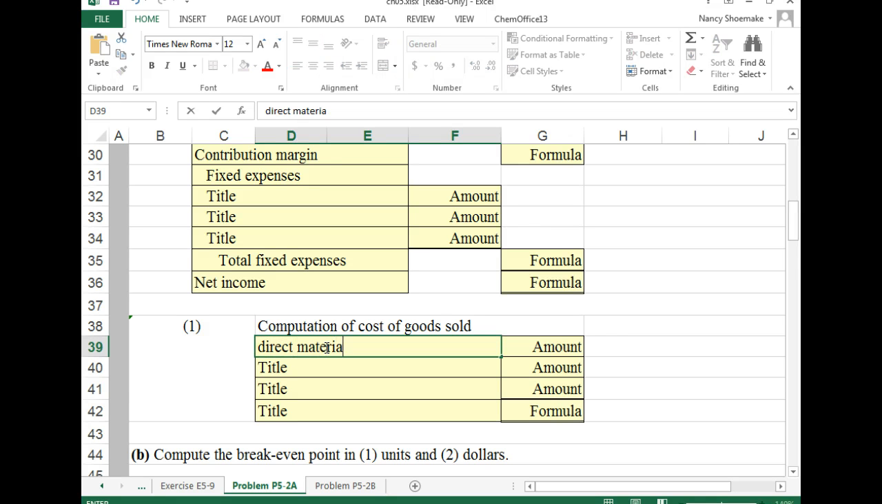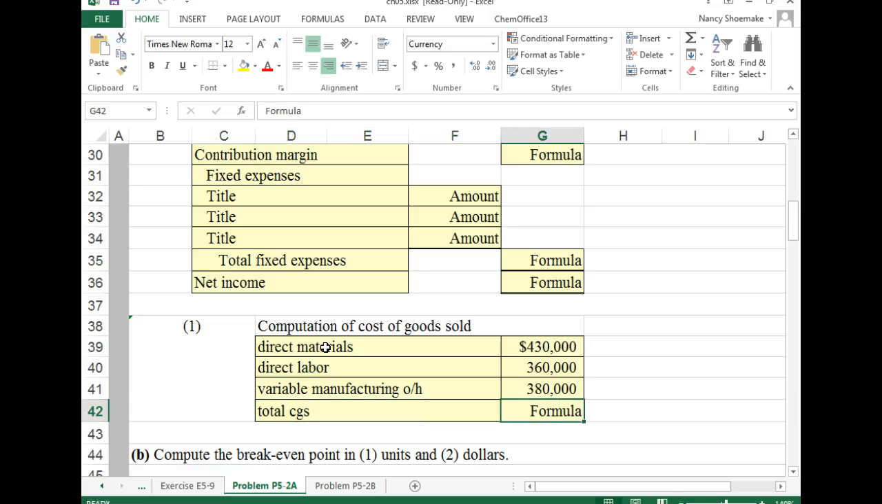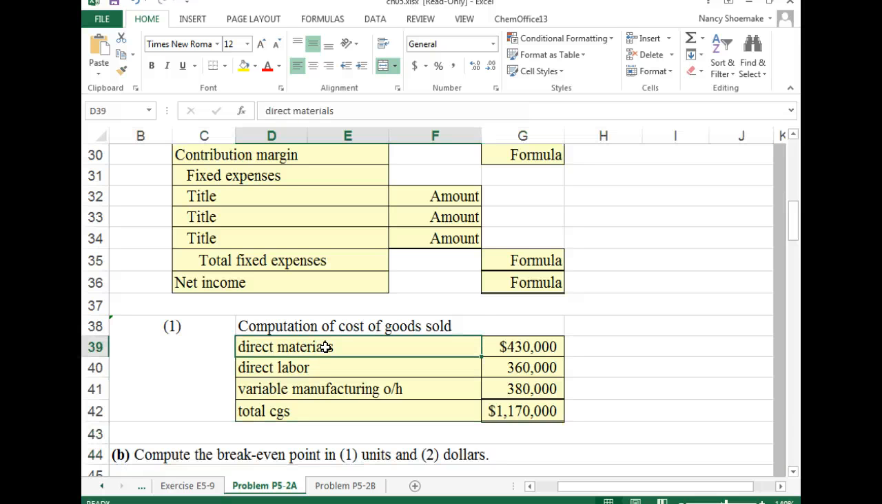We calculate that by direct materials, 430, direct labor, 360, variable manufacturing overhead of 380 to have total cost of goods sold 1,170,000. Okay? Tell me if I'm going too fast or to slow down. Do you guys want the light on, or is it okay like this?